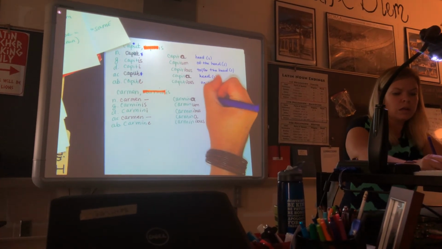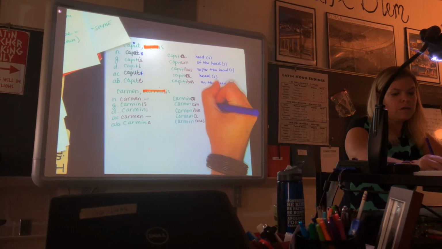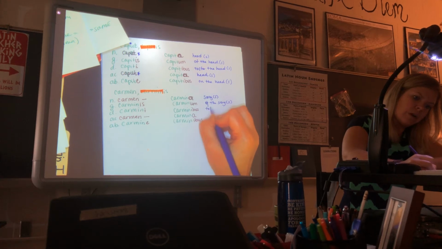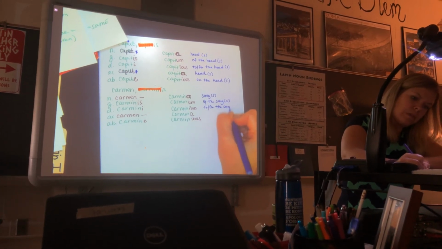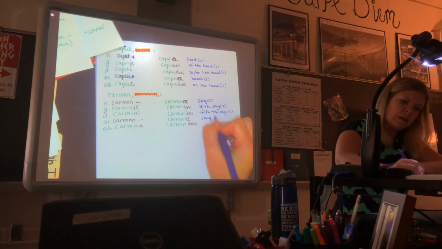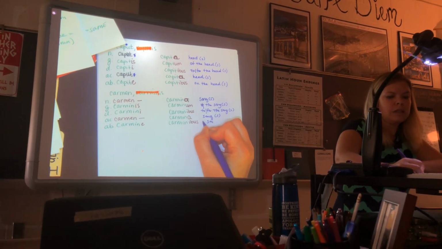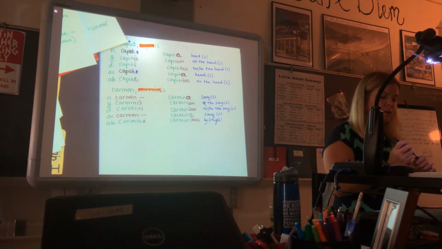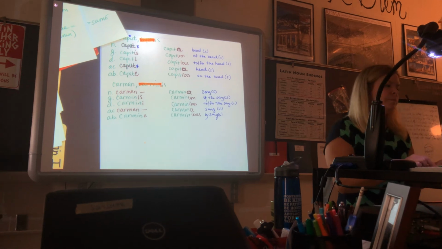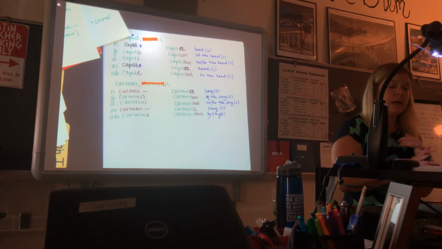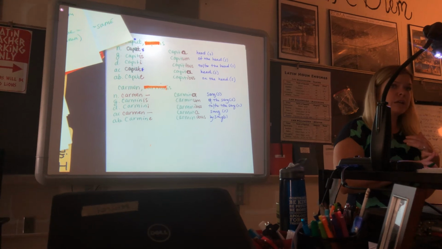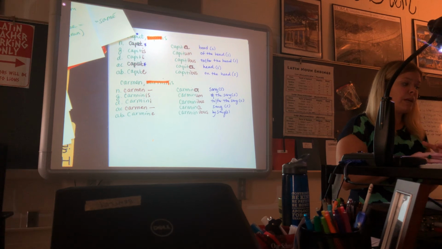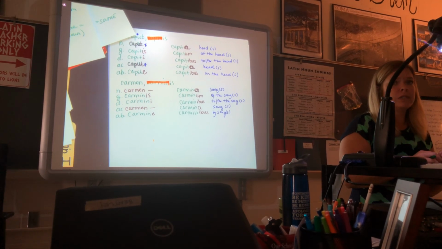Carmen, song, or songs, of the song, or songs, to or for the song or songs. Song or songs is the direct object, and then maybe by the song, or songs on the plural side. Be careful as you're declining with Caesar, Caesaris, that's masculine. Diligentia, diligentiae, that's first declension feminine. The rest are neuter. You do not have to decline your adjectives.